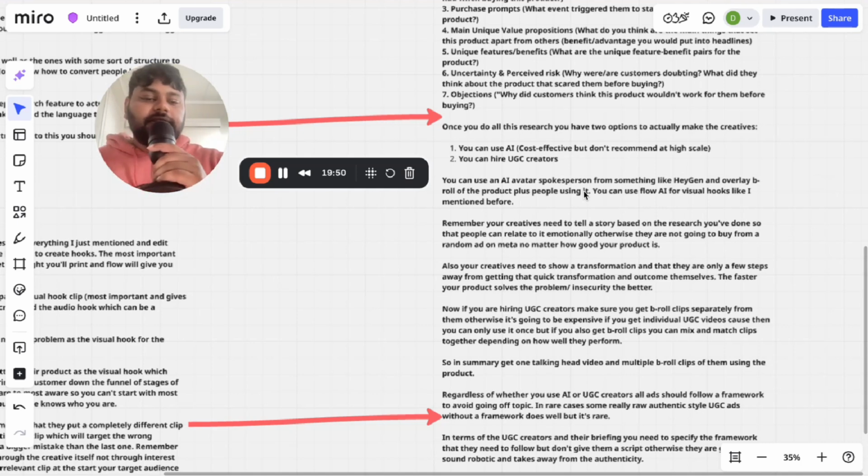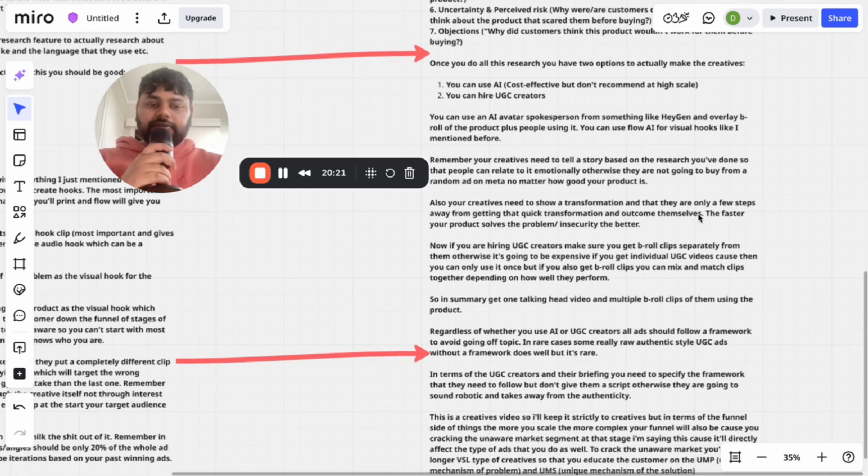Remember, your creatives need to tell a story based on the research you've done, so that people can relate to it emotionally. Otherwise, they're not going to buy from a random ad on Meta, no matter how good your product is, right? If they never get to your website, then it doesn't matter how good your product is. And if you don't hook them in emotionally, and if you don't get them invested in a story and a transformation, you're literally not going to sell. It's just as simple as that.